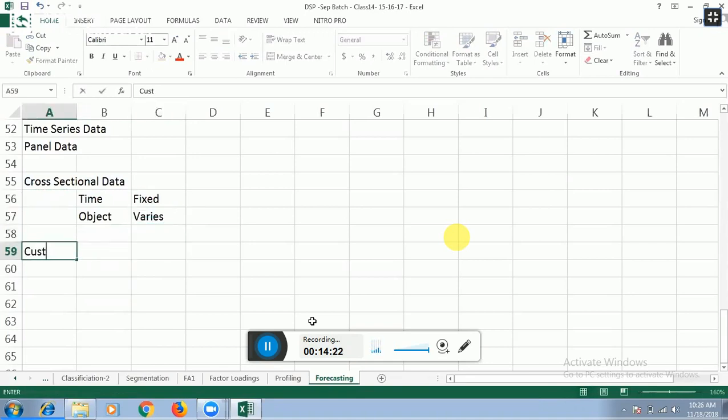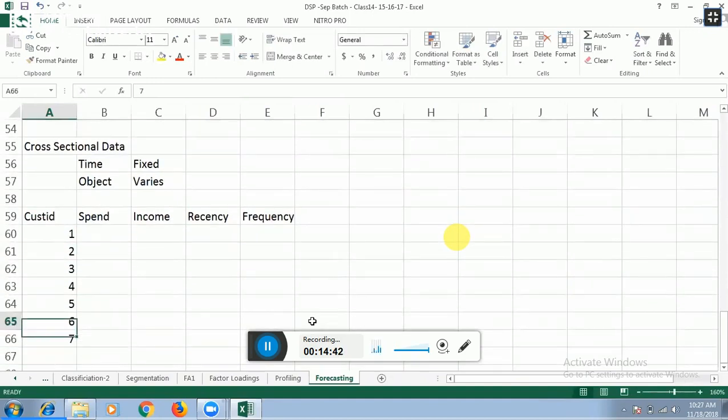Let me tell you, you have the customer ID, customer spend, customer income, number of purchases, maybe recency, frequency, or monetary, something like that. So all these tell me customer 1, 2, 3, 4, 5, 6, 7, etc. And you also have spend, you also have income. This is for customers over a probably fixed time period. In the last 2 years, what is their spend? In the last 2 years, what is the average income? In the last 2 years, how many times did he visit, the frequency?